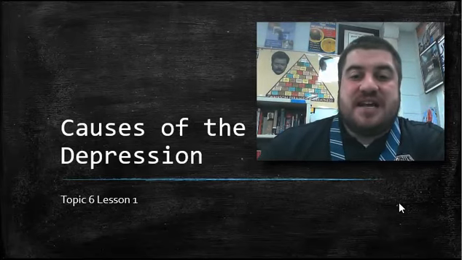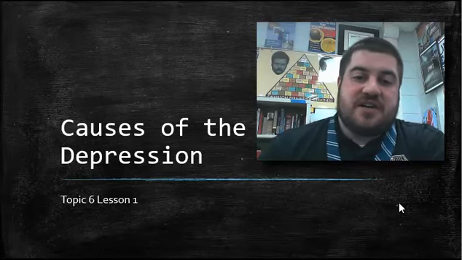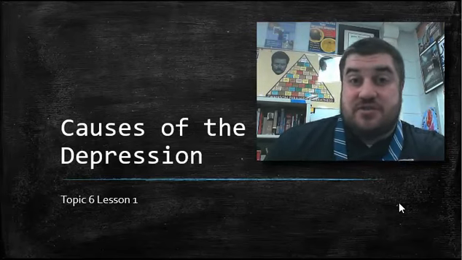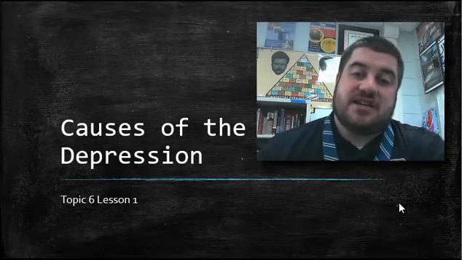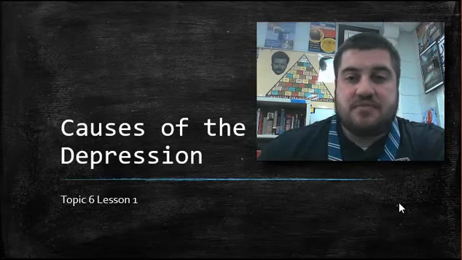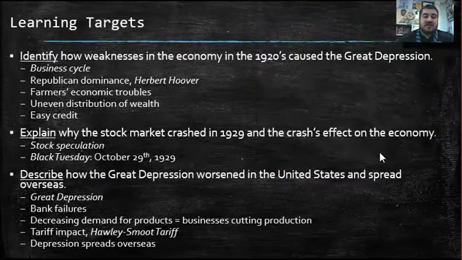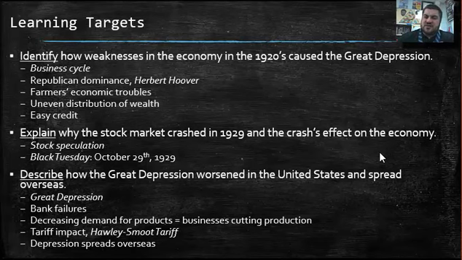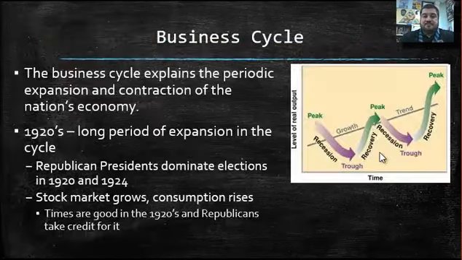with me, Mr. Snyder, and today we are going to begin our talk about the Depression and the New Deal with discussion about the causes of the Depression. So your learning targets are to discuss the weaknesses in the economy in the 1920s, talk about why the stock market crashed, and talk about how the Great Depression got worse after that and then eventually spreads overseas.